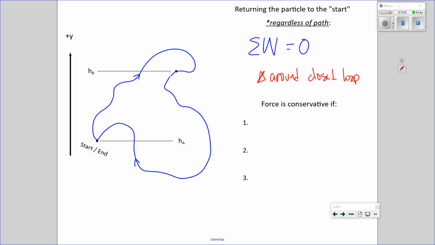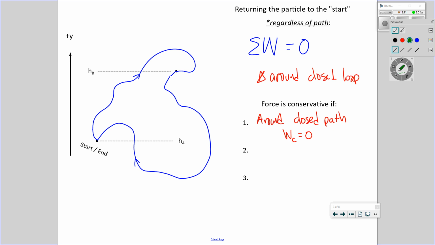Regardless of path, we end up with no net work being done. That's another definitional thing. We've come up now with some definitional things about what it means for a force to be conservative. One is that around a closed path, work done by a conservative force is zero.